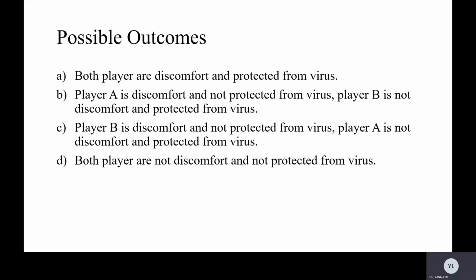So let's see our possible outcomes. For outcome A, both players are in discomfort and protected from the virus. This basically means that both players are wearing a mask. And for outcomes B and C, one player is not wearing a mask and the other player is wearing a mask. The one that's not wearing a mask is not in discomfort and is protected from the virus. And the player that is wearing a mask is in discomfort but not protected from the virus. And the last outcome, D, is that both players are not wearing a mask, so they are not in discomfort, but they are not protected from the virus either.